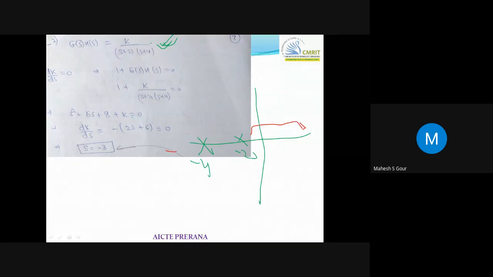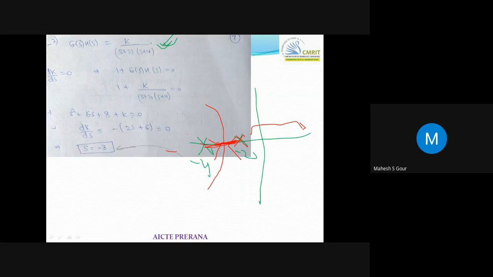If I take this area, this part, you can check there is one pole which is to the right hand side of this. So here the total count will become 1. So root locus exists here. Now from -4 also the root locus starts, and from -2 also the root locus starts. So now this will break. Okay, so this will break.